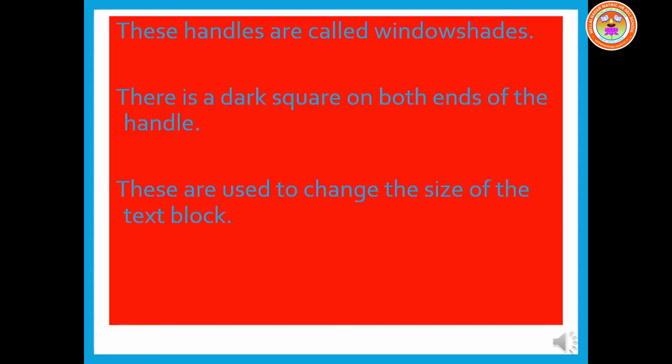And these handles are also called window shades. What is the other name? Window shades. There is a dark square on both ends of the handle. Just now I said dark square. The handle is available as well as on both ends the dark square is also available. These are used to change the size of the text block. See, in the learning objectives, I told you that you are going to resize the text block. Using this dark square only, we are able to change the size of the text block.